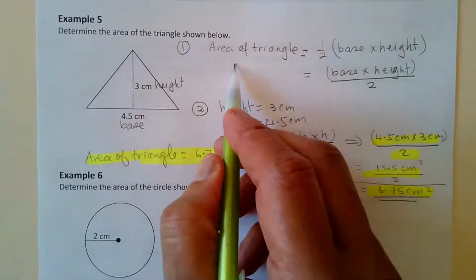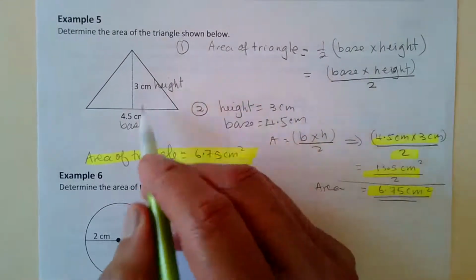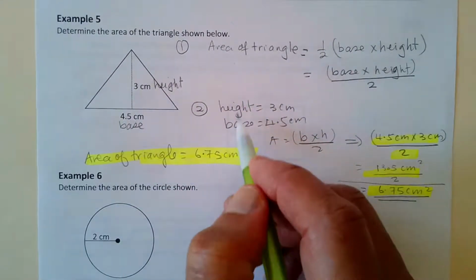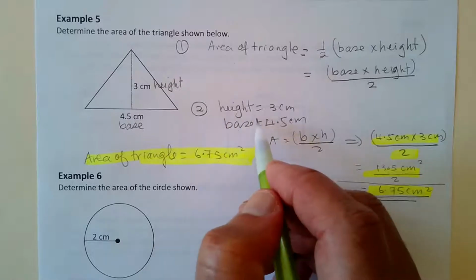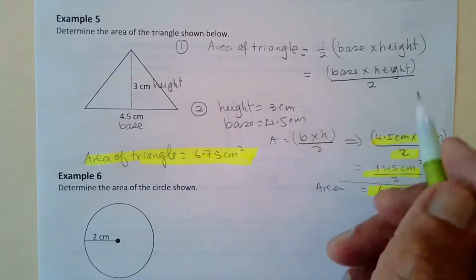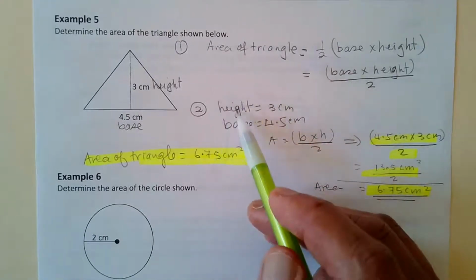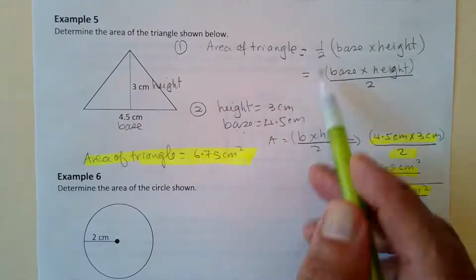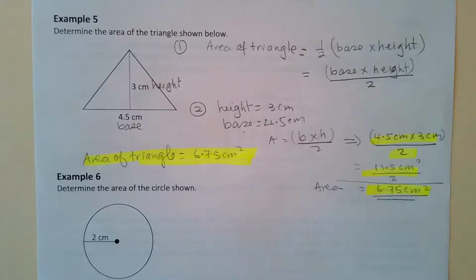Step 1, write your formula down. Step 2, label your triangle. Step 3, write down your dimensions. And the next step, we substitute our given values into our formula and solve.